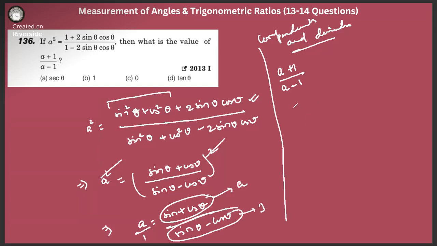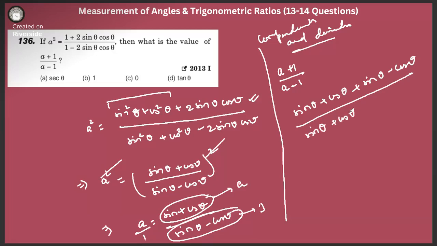Now let's just substitute. Sine theta plus cos theta. The value of 1 is over here, plus sine theta minus cos theta divided by, again, sine theta plus cos theta minus of 1, plus cos theta. Isn't it? I've skipped a few steps here.